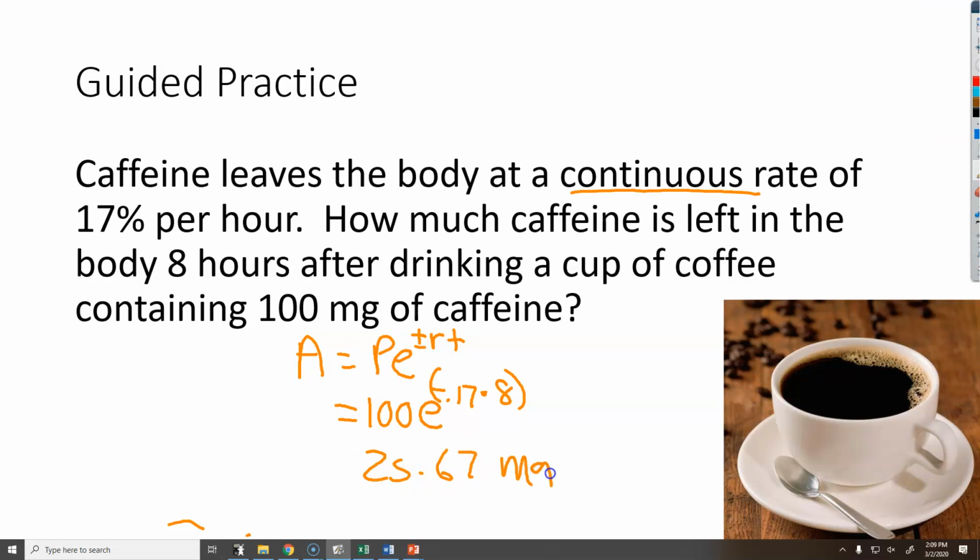25.67, and we could say milligrams. So basically, after 8 hours, we started with 100. We would only have 25 milligrams left. Okay, so there's that. So throw some student practice at you guys here for a second.